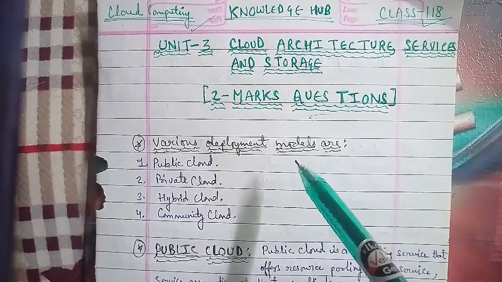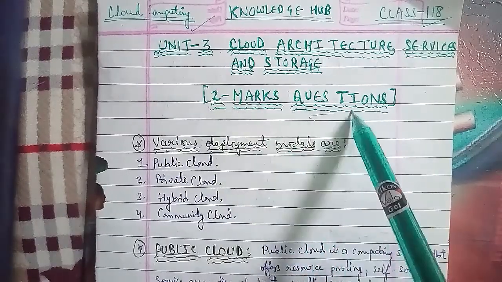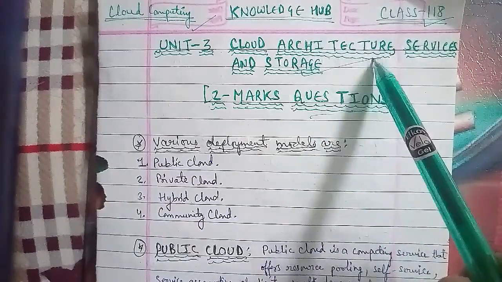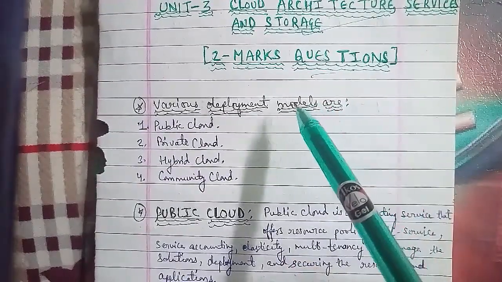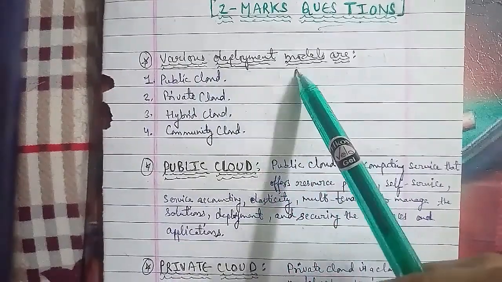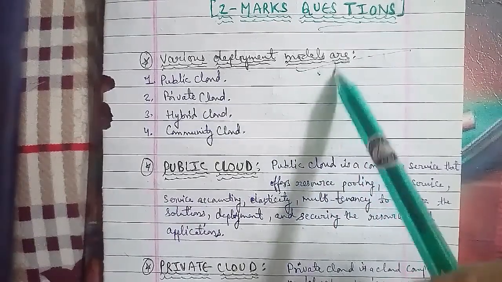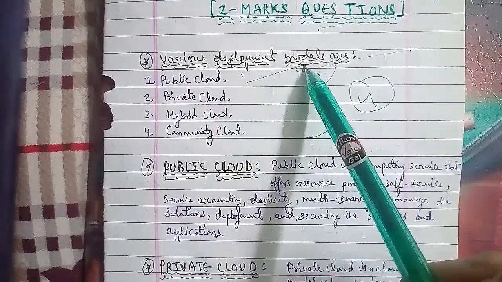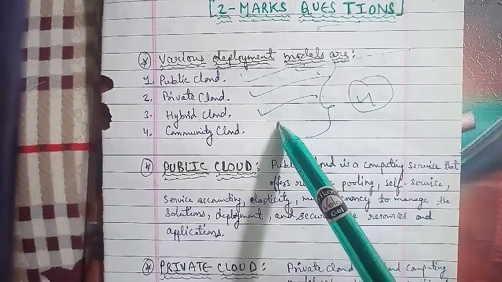And this is the unit 3 where we'll discuss 2 marks questions, and the unit 3 name is cloud architecture, services and storage. The 2 marks questions that they can ask you in the university question paper, we'll discuss here. Now the first question they can ask you: write the various deployment models. We have 4 deployment models. The first model is public cloud, the second is private cloud, the third one is hybrid cloud, and the fourth one is the community cloud. These were the 4 various deployment models.